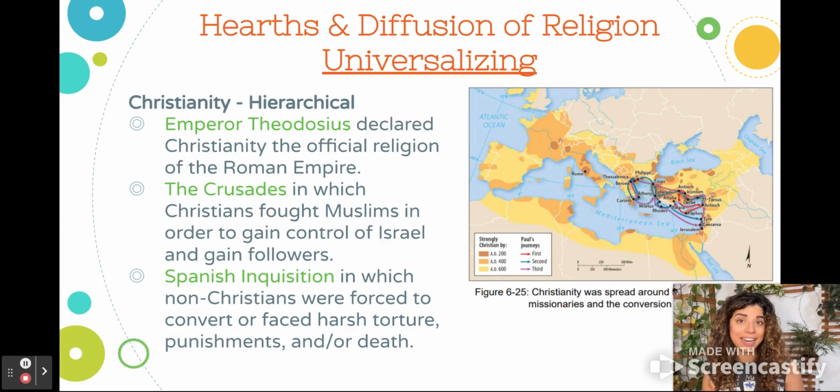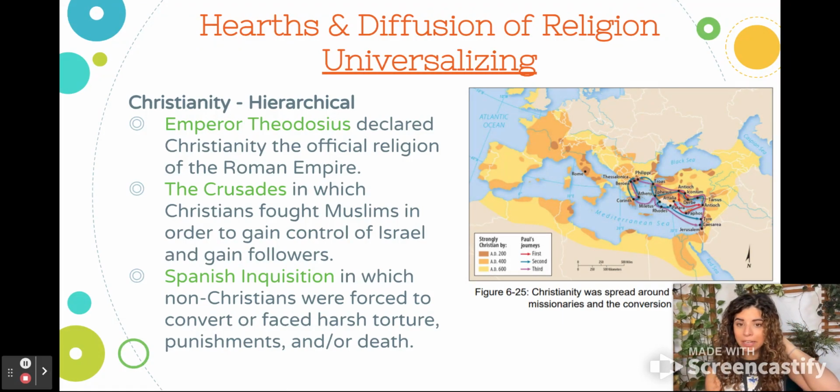Another element is hierarchical, actually, for Christianity. So we saw this in a few different ways. First, with Emperor Theodosius, I think I pronounced that correctly, he declared Christianity as the official religion of the Roman Empire. So again, coming from the top and then down, hierarchical. Also the Crusades. Here in this situation, we saw Christians fight Muslims in order to gain control of various areas, right? So during this time period, again, we see that hierarchical diffusion coming from the top down.